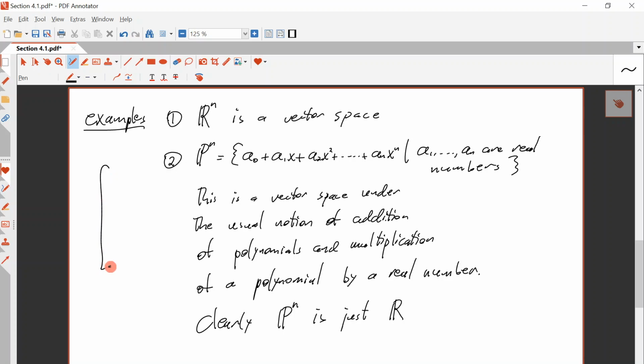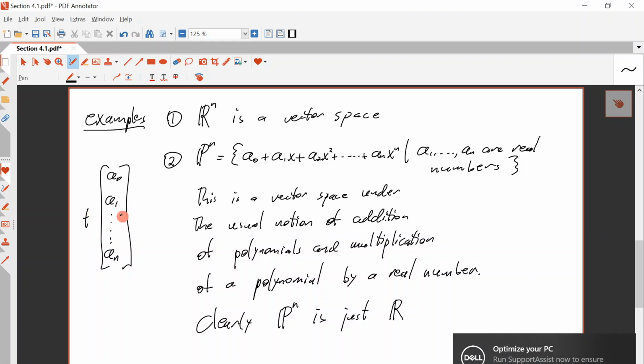I mean, it's just like doing this. Because when you're going to add powers of x, you would add polynomials component-wise. And when you multiply by a scalar, right? You're going to multiply all of these coefficients by that scalar. So it's really just R what?